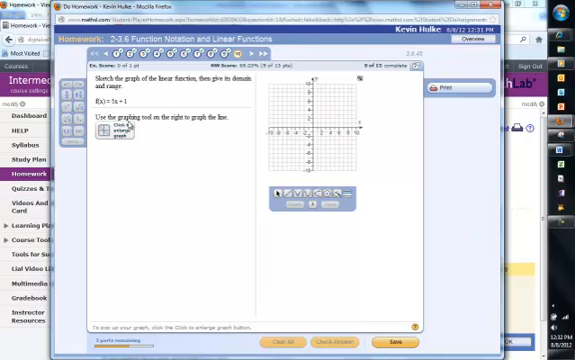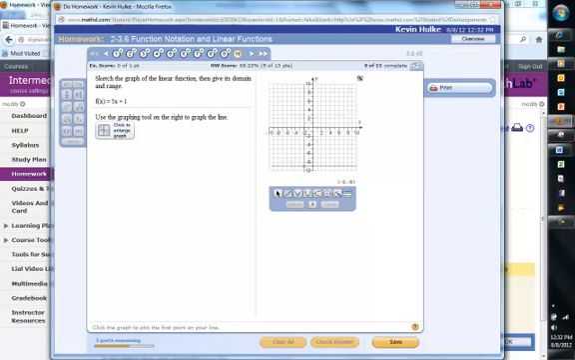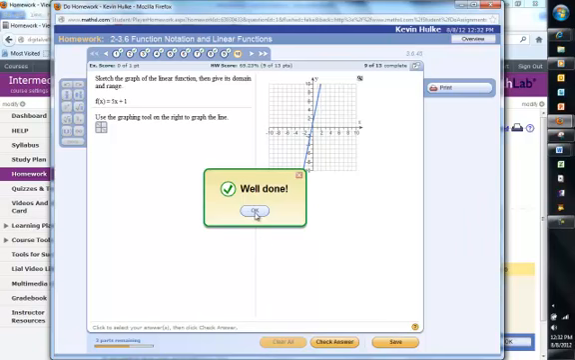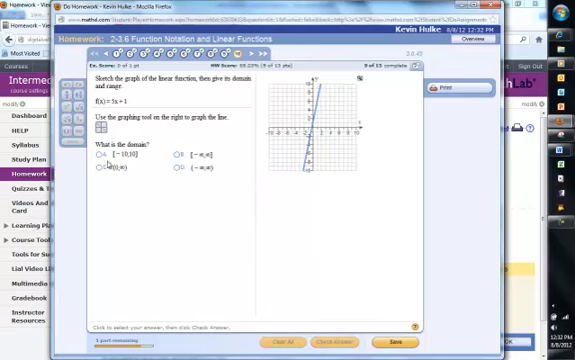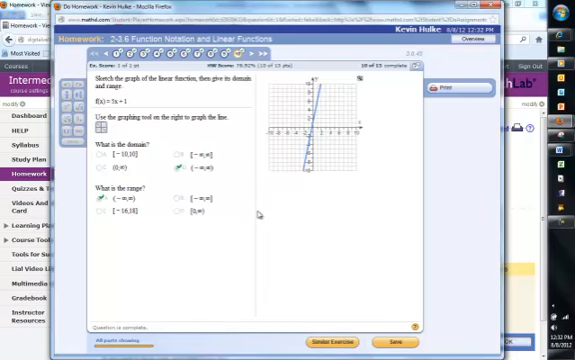Graph this function. Well, this is in slope-intercept form. So the intercept is positive 1. The intercept is positive 1, and from there go up 5, forward 1, and that'll be the equation. The domain is all the numbers, and the range is all the numbers. Remember, as long as it's not a horizontal or vertical line, the range and the domain will be all real numbers in a linear equation.